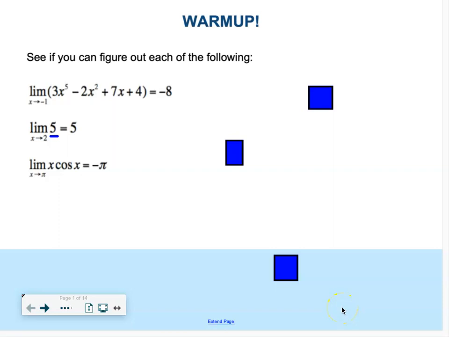So for our warm-up, just for the video purposes, when we were finding these limits for this first one, you just plug a -1 into this function and you get -8. Here you plug a 2 into the function y equals 5. It doesn't matter what you plug into y equals 5, the y value is going to be 5. And for the last one, you plug a pi into this function, you get pi times -1, which is -pi.